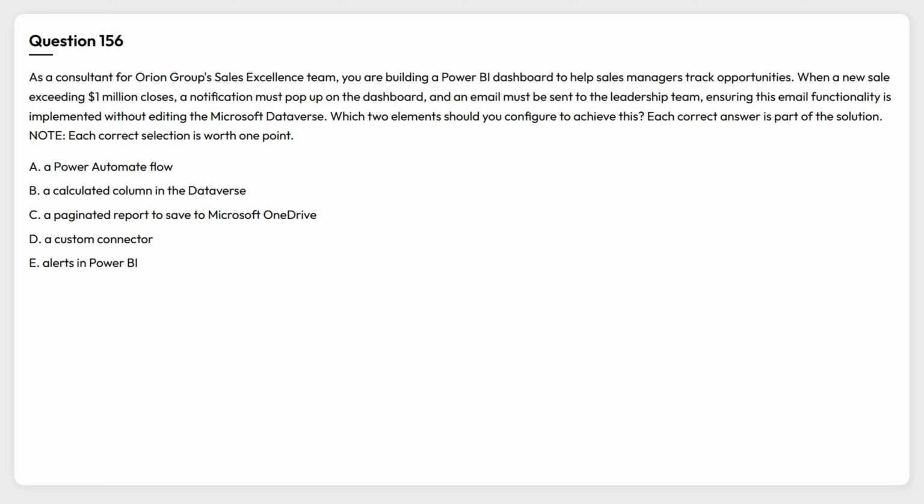Option A, a Power Automate flow. Option B, a calculated column in the Dataverse. Option C, a paginated report to save to Microsoft OneDrive. Option D, a custom connector. Option E, alerts in Power BI. The correct answers are Option A, a Power Automate flow, and Option E, alerts in Power BI.